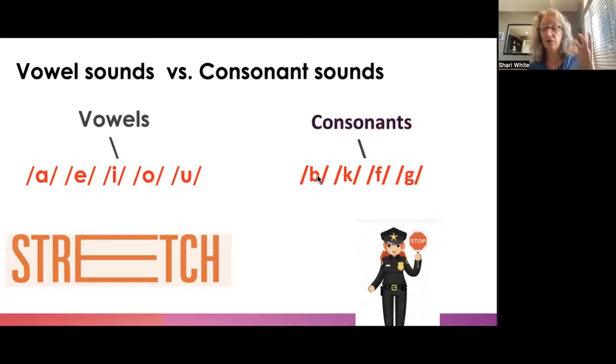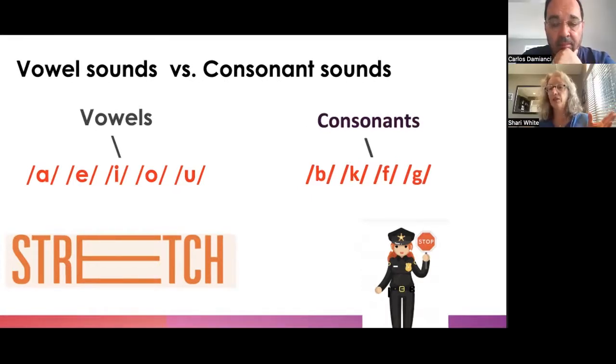Again, I'm trying to get you comfortable with this. When I represent this with the two diagonal lines in red, it's the sound, not the letter, because in English they're different. I need a way to represent sounds, not letters. So this is B, this is K, this is F, this is D. So this is the sound. And by the way, the letters don't always make these sounds in English, which is part of the problem. All right, so that's what consonant sounds are. Any questions?